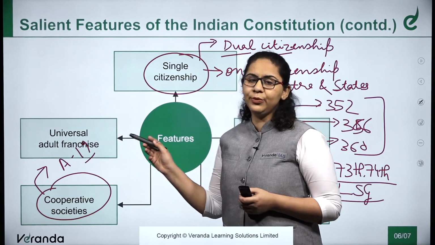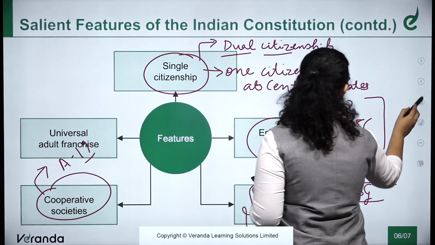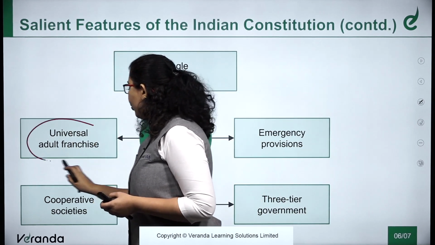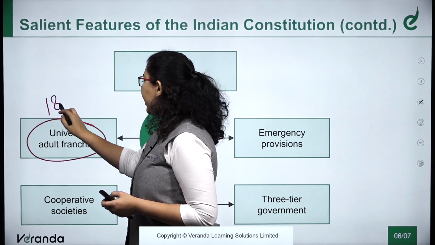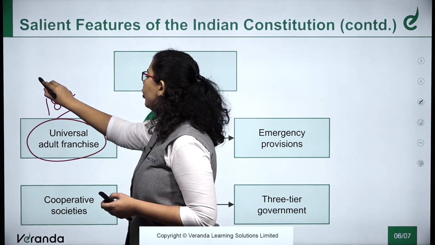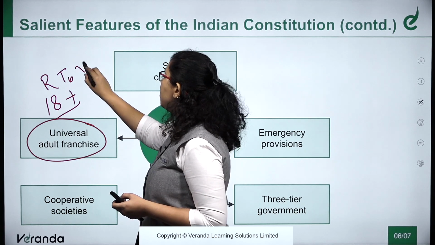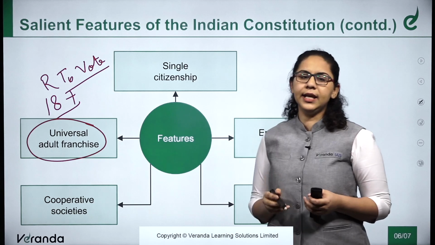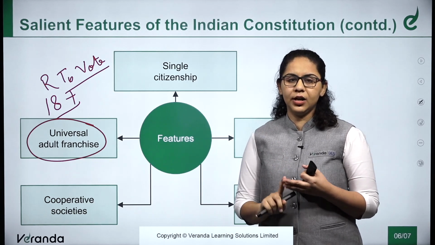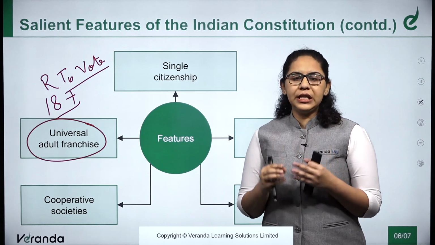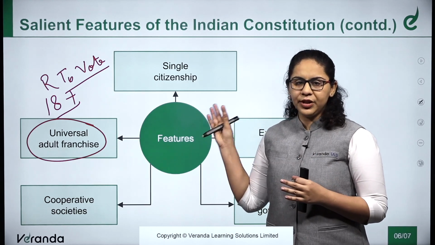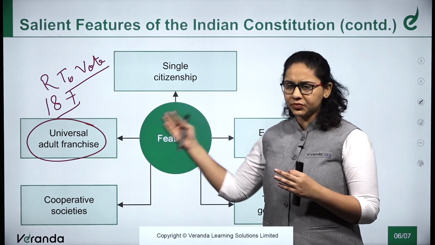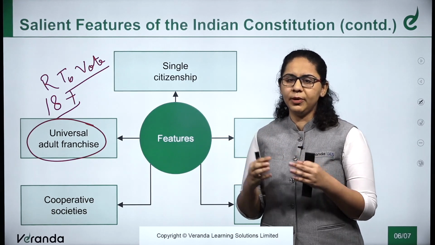Last but not the least, we have universal adult franchise. What does it mean? Everyone in India who is 18 years or above of age has the right to vote. This was one of the marvelous steps taken by our constitution makers, considering the vastness of the society, the diversity, the illiteracy and the backwardness of Indian society. Still they gave the right to vote to all the citizens who are 18 years or above of age.